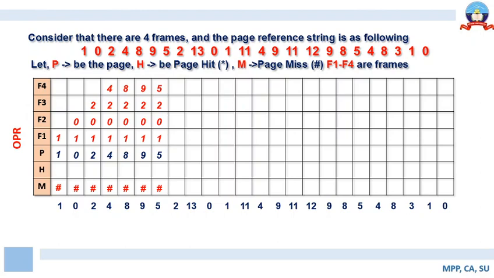So this is the way this algorithm works. Now there is a reference to page number 2. Page number 2 is available in the memory, so there we have a page hit. In a situation when there is a page hit, we need not perform any replacement.